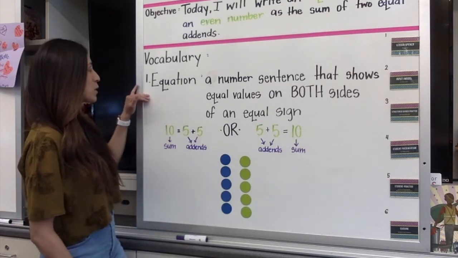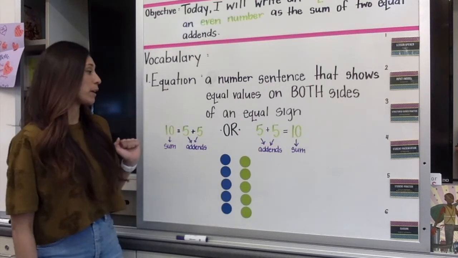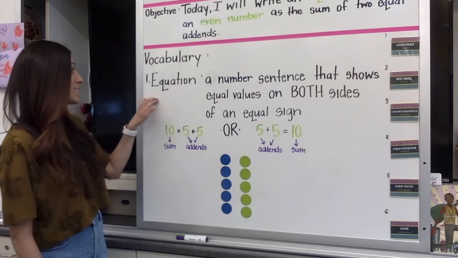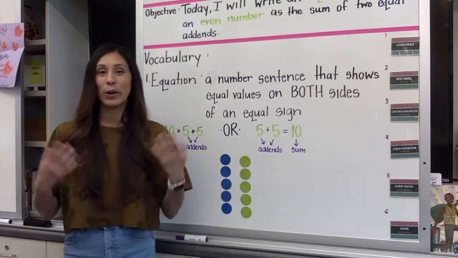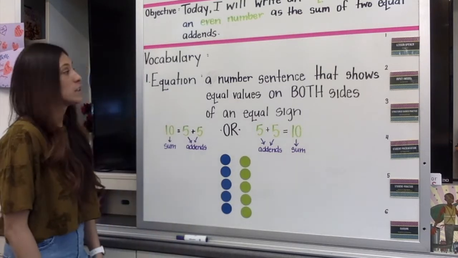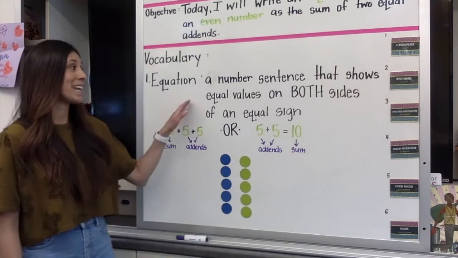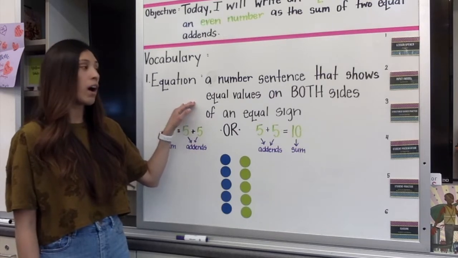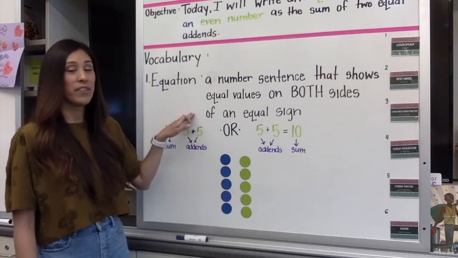So let's hop down to our vocabulary words. We have one vocabulary word today, and it is equation. Can everybody say equation? Sounds perfect. So an equation is a number sentence that shows equal values on both sides of an equal sign.